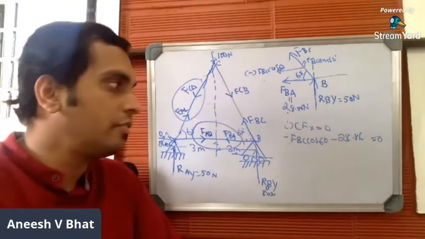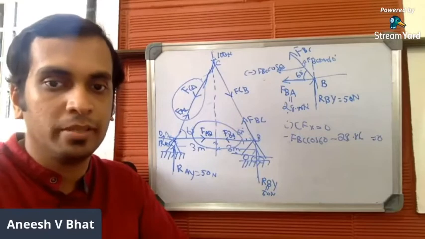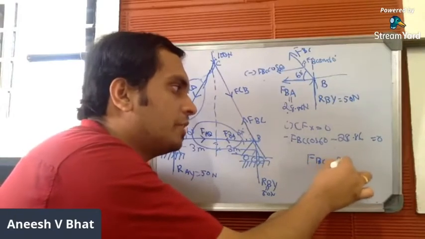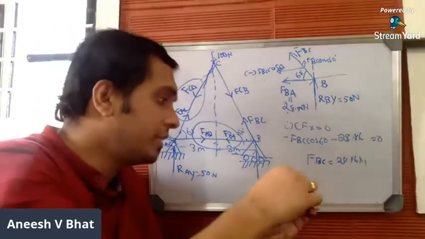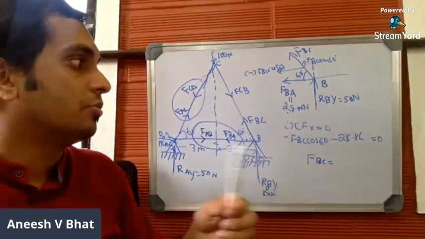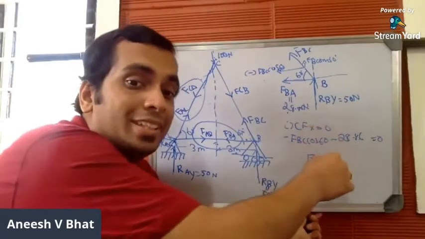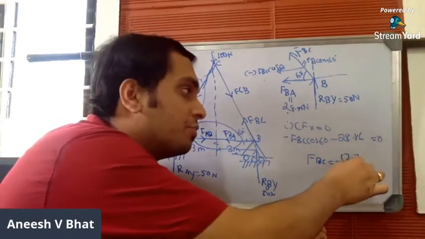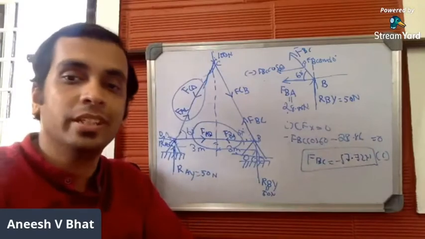So straight away we'll get the value of FBC just by applying one of the conditions. FBC is equal to 28.86 divided by cos 60, and the negative sign will remain as it is. So it will be minus 57.72. Since it is minus, our assumption is wrong. It will be compressive. FBC is compressive.